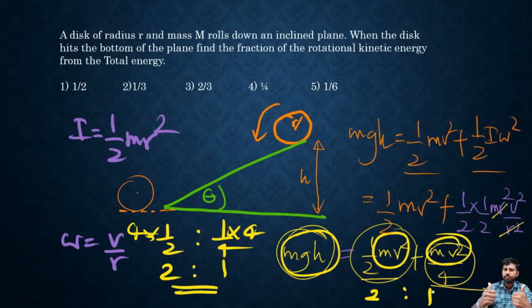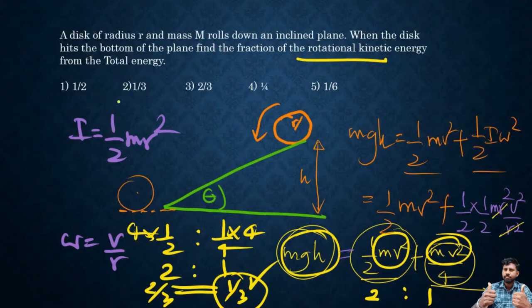So what we need is the rotational kinetic energy. The fractional values I am getting are 2 over 3 and 1 over 3. So one third of the total energy is rotational kinetic energy. Basically we have the answer, right? Rotational kinetic energy, 1 over 3, is our answer.